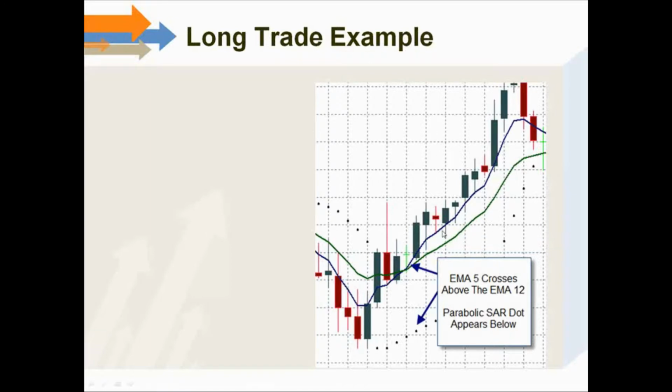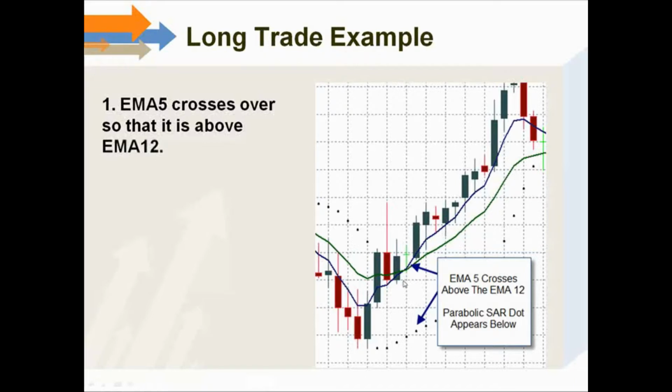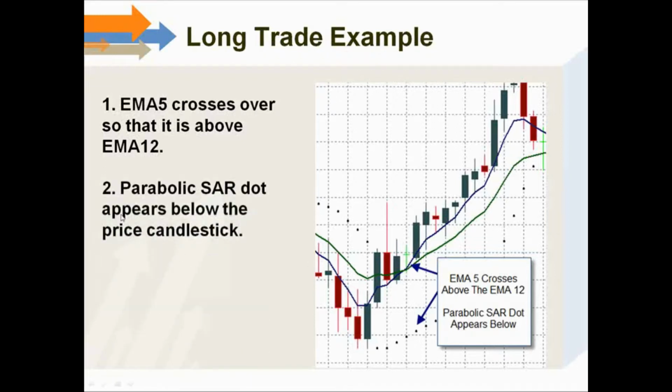So looking at this chart here, we first need to look to see that the EMA 5 crosses above the EMA 12, which it has done here. And at that point, we need the Parabolic SAR dot to appear below that candle where the crossover occurred. So again, that's happened in this case. So we're ready to enter the trade.